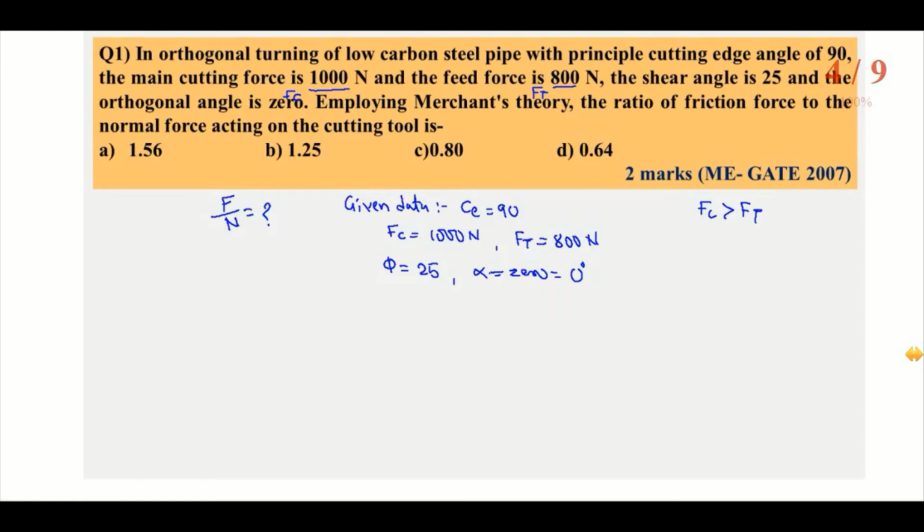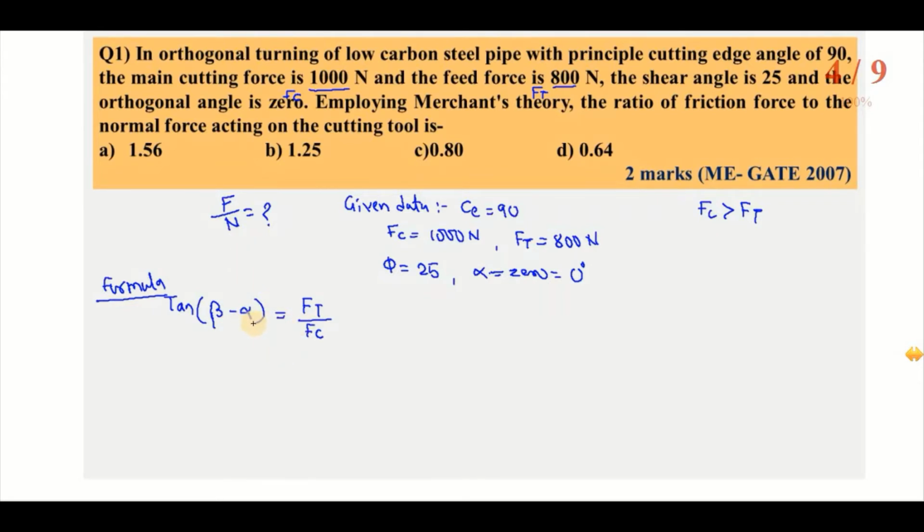By using Merchant theory we want to find out this ratio, that is friction force upon normal force. If you have seen the lectures regarding Merchant theory, we have derived this relation: tan of beta minus alpha, where beta is the friction angle, is equal to Ft upon Fc. Based on the coefficient of friction we have derived this equation. So in this formula, if we find out the tan beta value, then we will get this ratio. How we get it, we will find out.